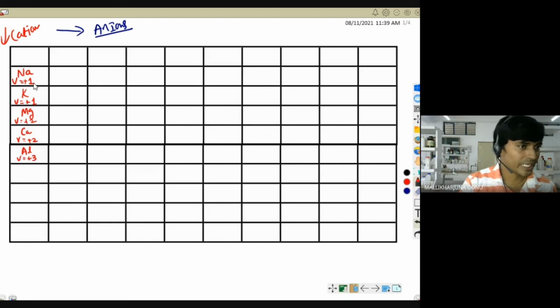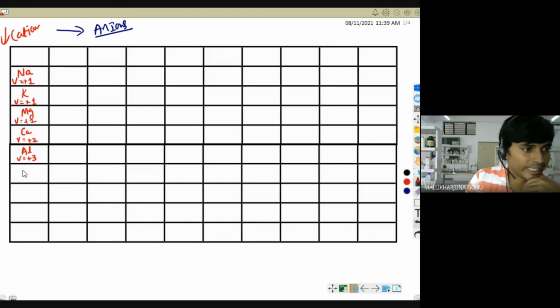Okay, sodium, potassium, magnesium plus 2, calcium plus 2, aluminum plus 3. What else are there in 3? Boron, aluminum. Okay, aluminum is enough. Then some polyatomic ions also will be there. Polyatomic ions means more than one atom will be present, like OH, hydroxide ion, which is -1.